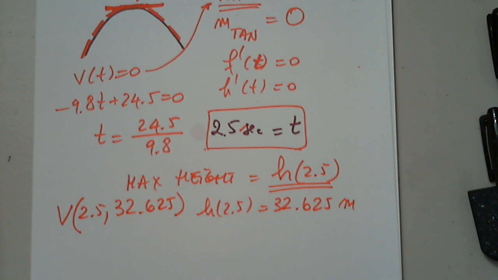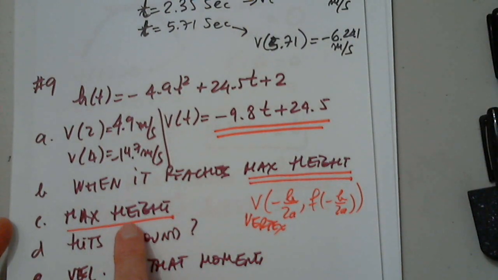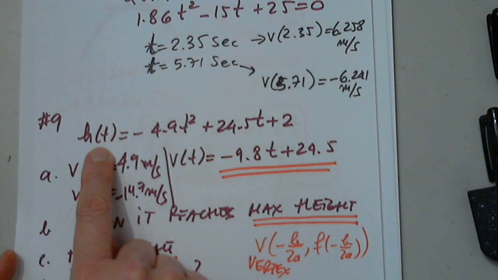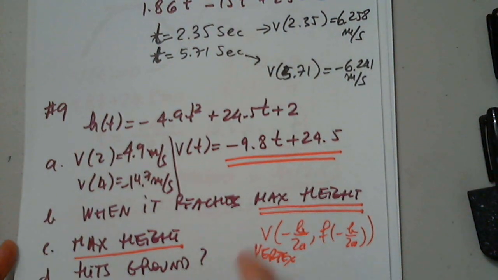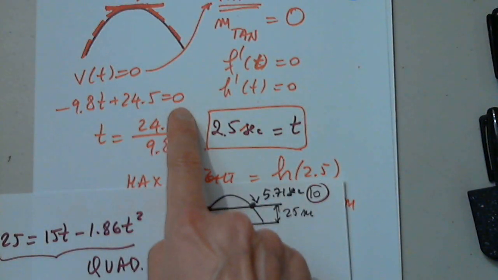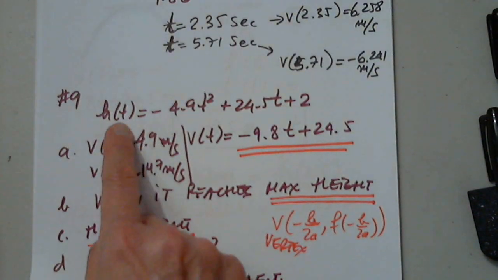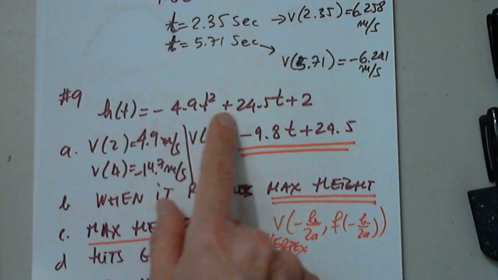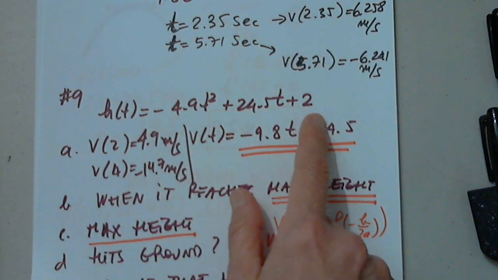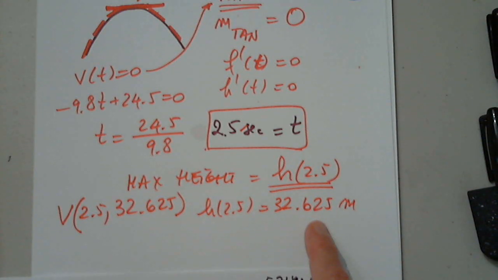Any questions? So you plugged in 2.5 back into the original? Because it says maximum height. This is the height. The velocity will be 0. I used it to set it equal to 0, right? So in order to find the maximum height, I have to plug back in the time that it needs to get to the maximum, and once I do that, I get the maximum height. Is that okay? Yeah.